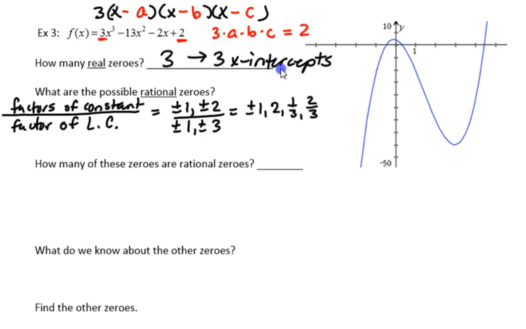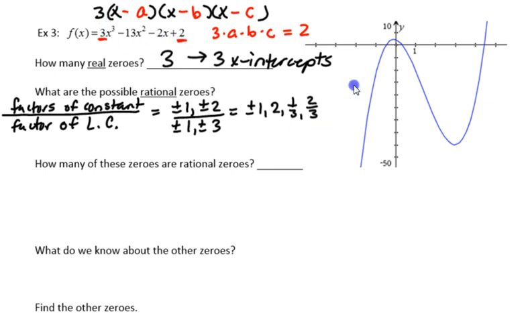as a rational number. Now, either all 3 of them are rational, or only one is rational and the other 2 are irrational, because irrational numbers will always occur in pairs if there aren't any irrational numbers in the coefficients of the polynomial.